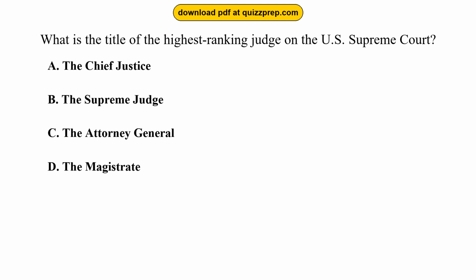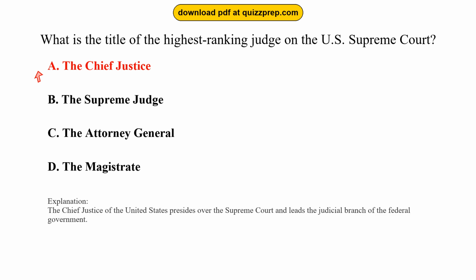Question 16. What is the title of the highest-ranking judge on the U.S. Supreme Court? Option A, the Chief Justice. Option B, the Supreme Judge. Option C, the Attorney General. Option D, the Magistrate. The correct answer is option A, the Chief Justice.